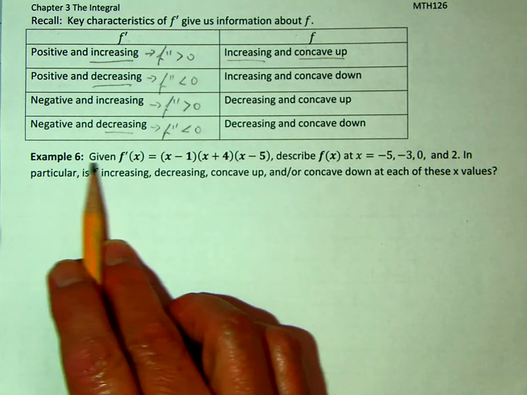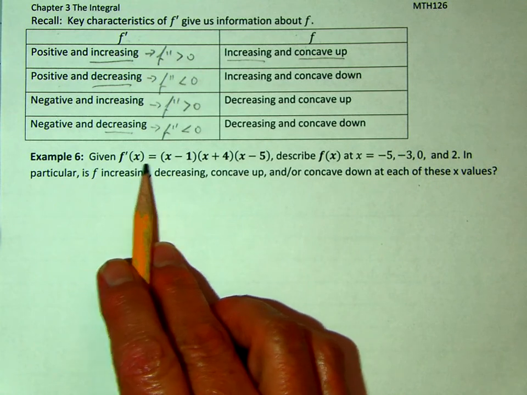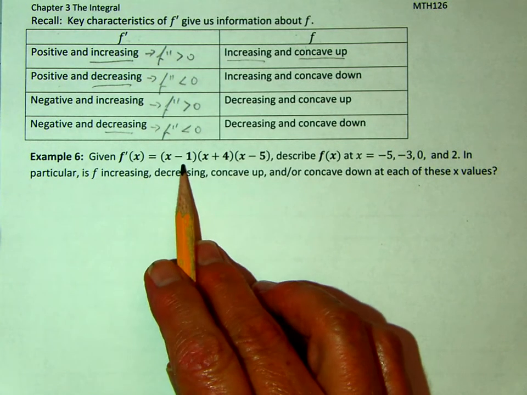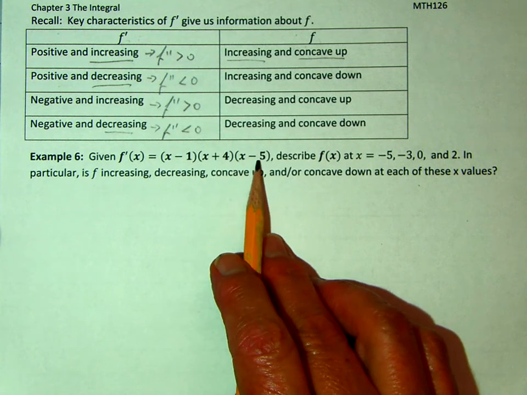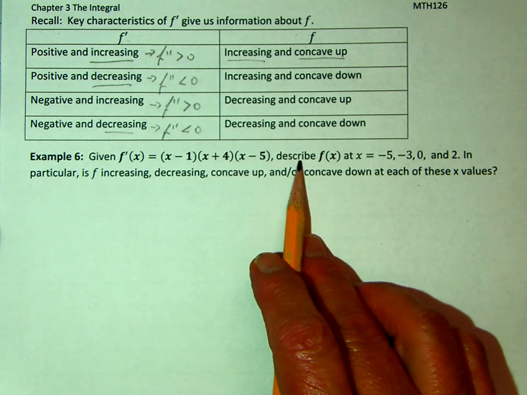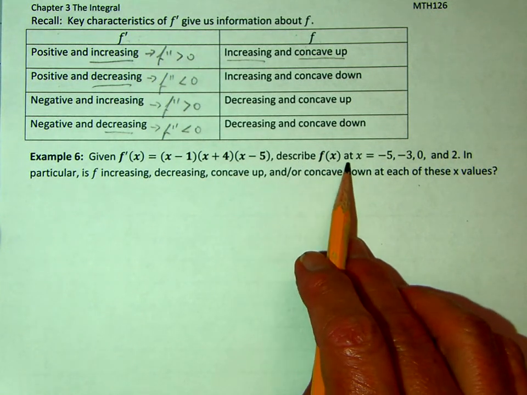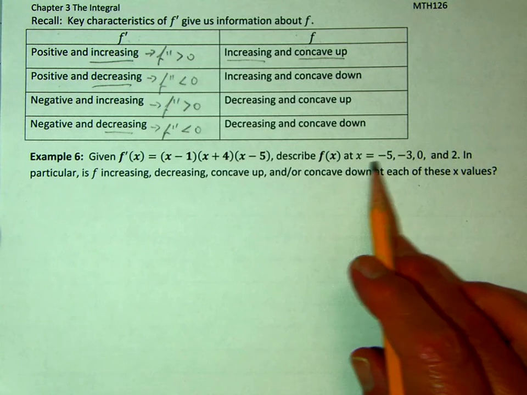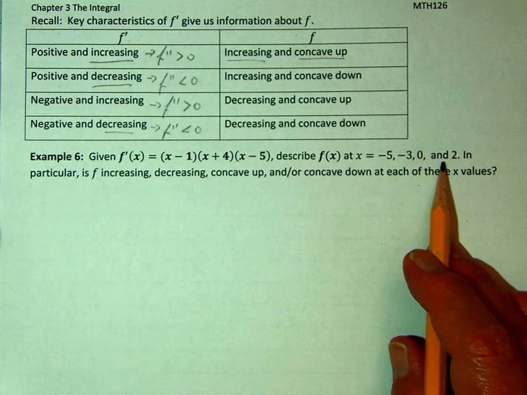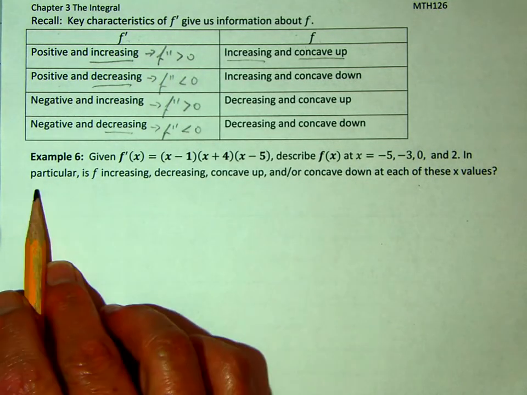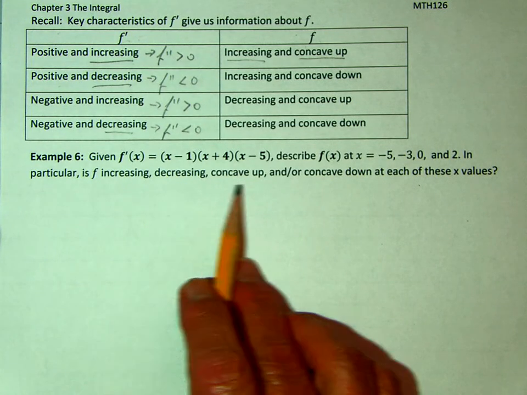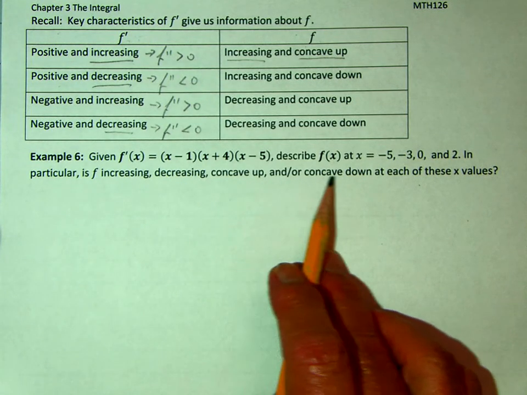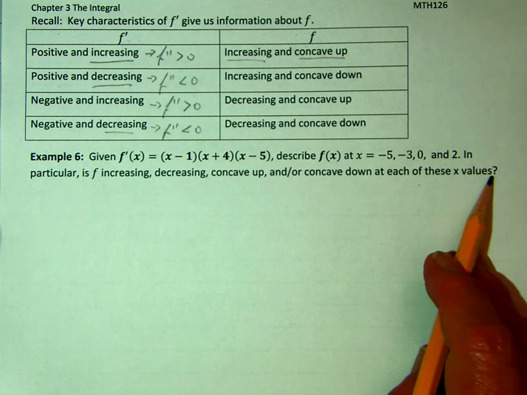Example 6. Given a derivative function, f prime of x equals quantity x minus 1 times quantity x plus 4 times quantity x minus 5, describe the function at the following x's: -5, -3, 0, and 2. In particular, is the function itself increasing, decreasing, concave up, and/or concave down at each of these x values?